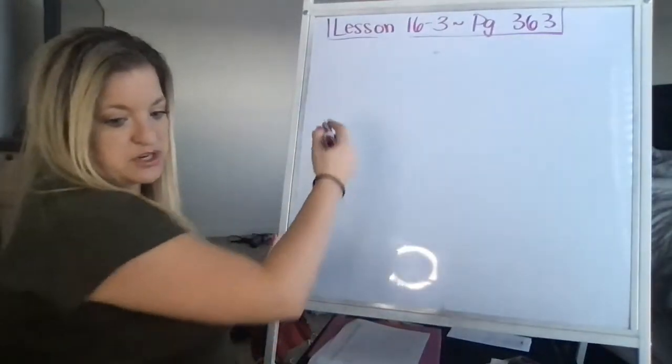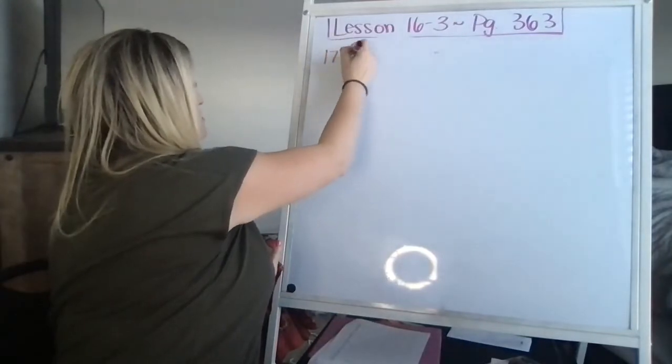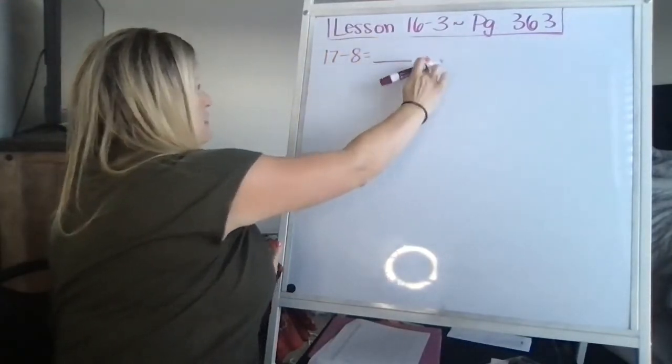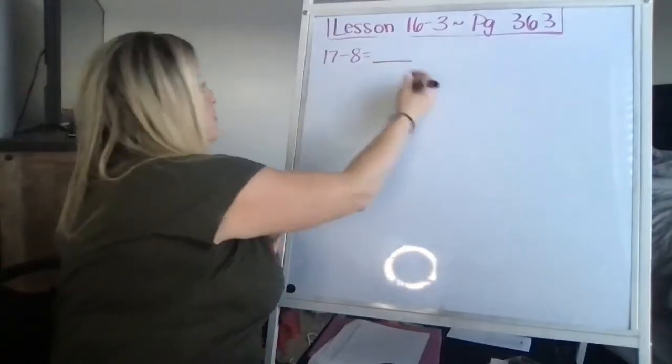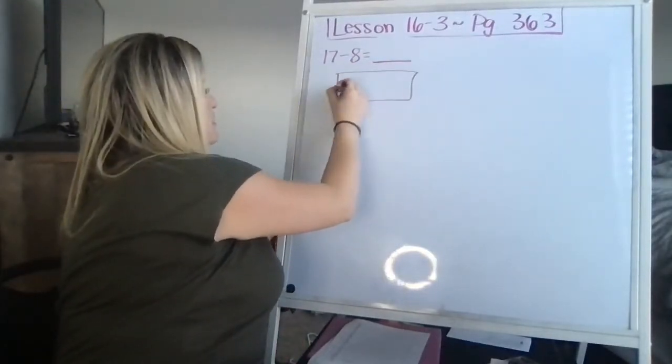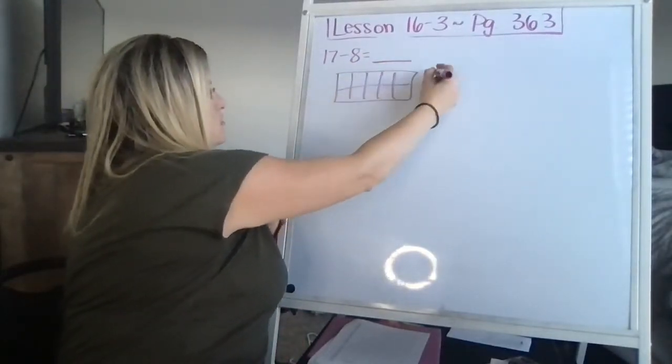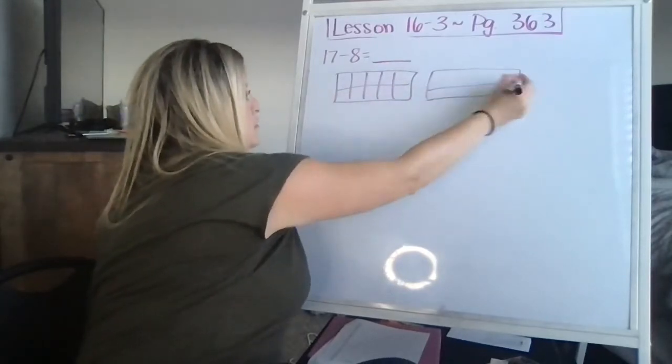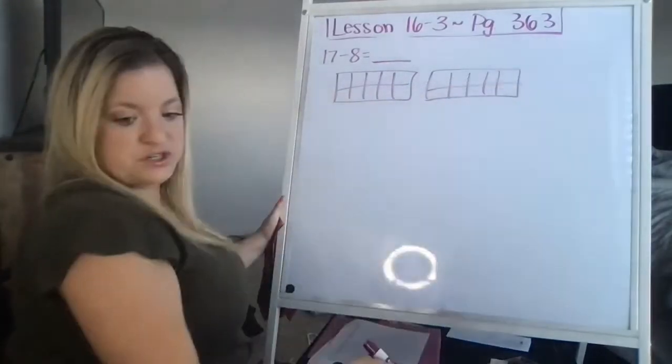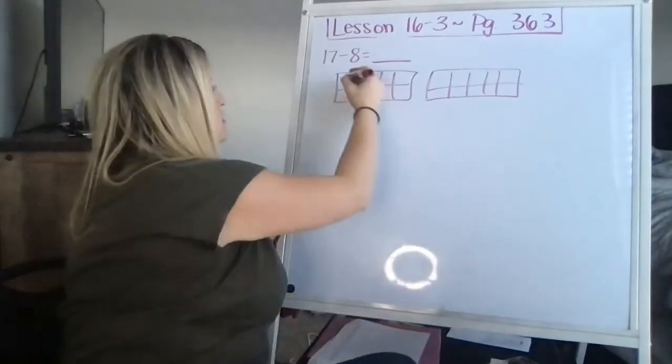All right, number 5 is find the missing number. 17 minus 8 equals blank. And this one, they give you 2 tens frames. The first one has 9.